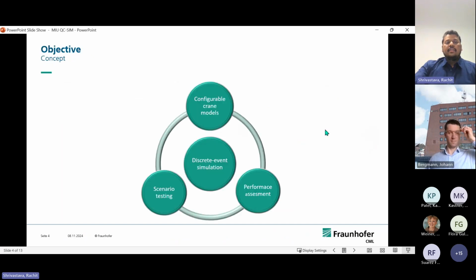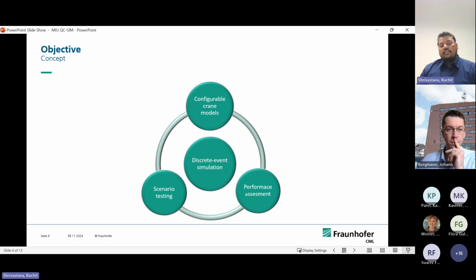Now, going to the next slide, the concept for the simulation idea is that centrally we have a discrete event simulation model that we have developed, and that provides the user with three basic features. First, it allows the user to have configurable crane models. That means the user can choose which type of crane he wants to study and what dimensions and dynamic parameters he wants to put into the model. Second, we also provided the model with some additional features which the user can choose to run and experiment with different scenarios.